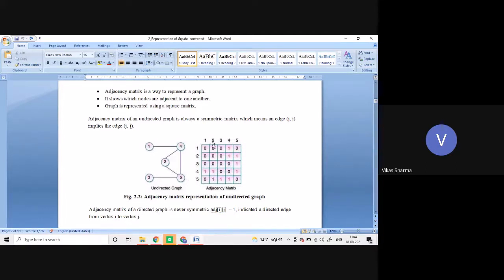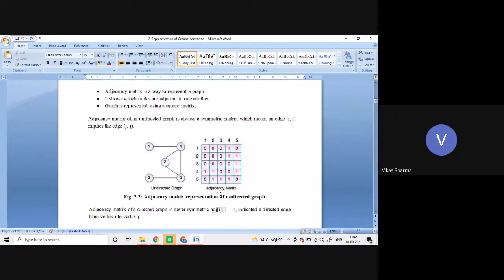This matrix shows whether these nodes are adjacent to each other or not. Again, from 2 to 1, not connected, so we put 0 here. 2 to 4, yes, the nodes are connected, so we put 1. 2 to 5 also are connected, so we put 1 here. Same as 3 to 1, there is no connection. 3 to 2, no connection. 3 to 3, no connection, so we put 0 here. 3 to 4, no connection, so we put 0. But 3 to 5, yes, there is a connection, so we put 1 here.